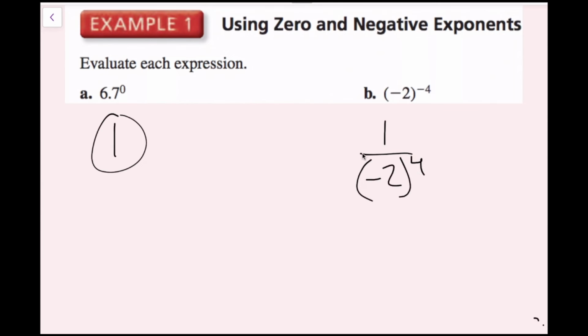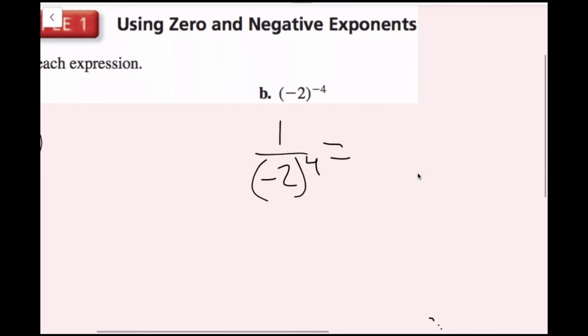So now this is 1 over negative 2 quantity to the 4th power. Well, negative 2 to the 4th power is 16, because negative 2 times negative 2 times negative 2 times negative 2 equals 16. Since I have an even number of negatives, they all cancel each other out, so it becomes positive. So this becomes positive 1 over 16. So now we're done with part B.